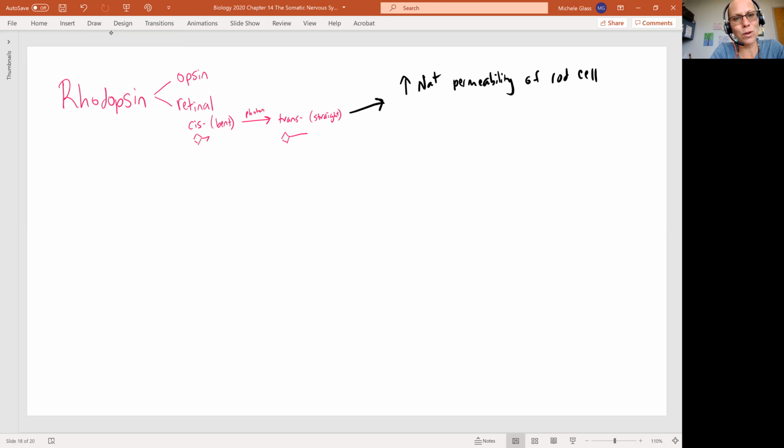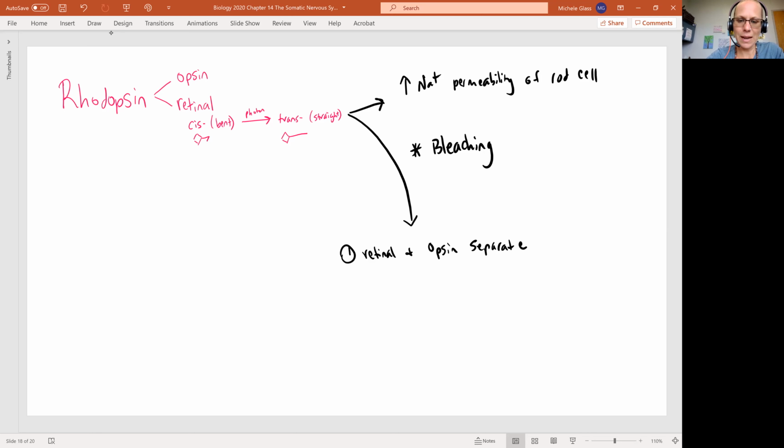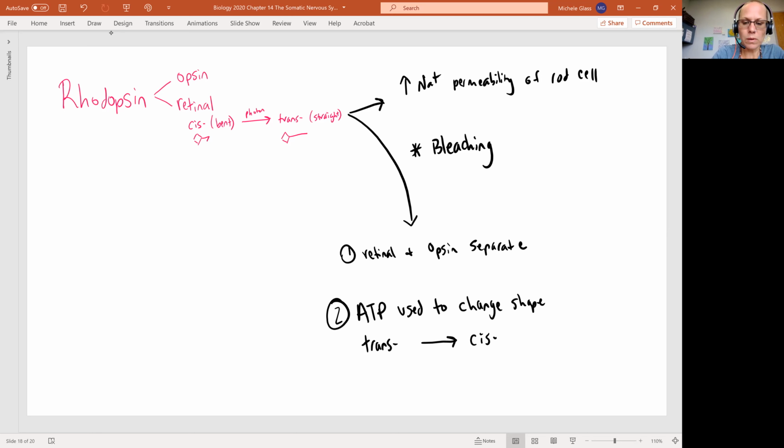But then we still have to deal with, oh my goodness, our retinol is trans and it needs to be in the cis shape. Our retinol is straight and it needs to be in the cis shape. And so we talk about this as bleaching, because right here we can't see anything. We can't stimulate this molecule again. So basically what we see happening is the retinol and the opsin are going to separate, or we can say dissociate, okay? And then ATP is going to be used to change the shape from the trans shape back to the cis shape. So we're going back from the straight key to the bent key.